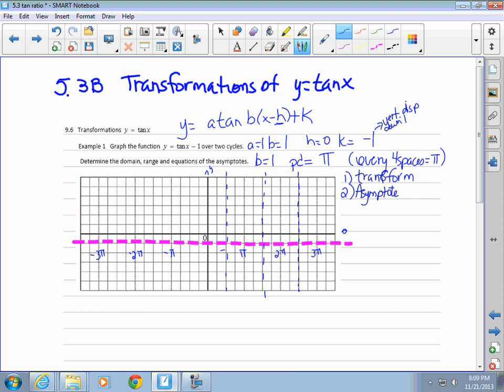So this one asymptote is at pi over 2. Remember, it's the odd multiples, 3 pi over 2, and then 5 pi over 2. And I could continue this onto the negative.